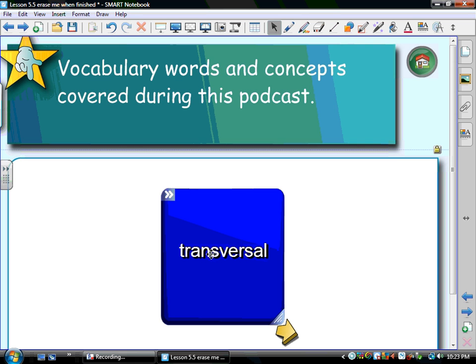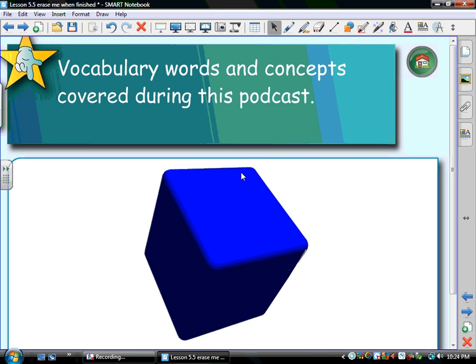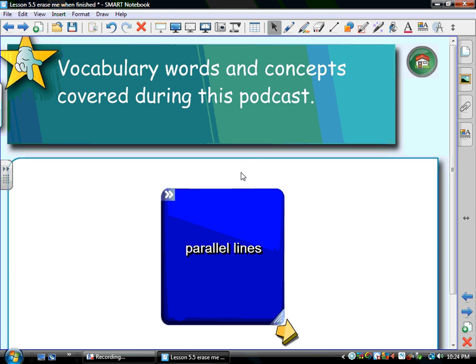For today's podcast, a transversal is going to be a line or line segment that intersects parallel lines. Let's give her a old spin and see what else she has in store for us today. Parallel lines. That's easy. A set of lines that go on forever. By definition, they never touch, they never get any closer, they never get any farther apart.